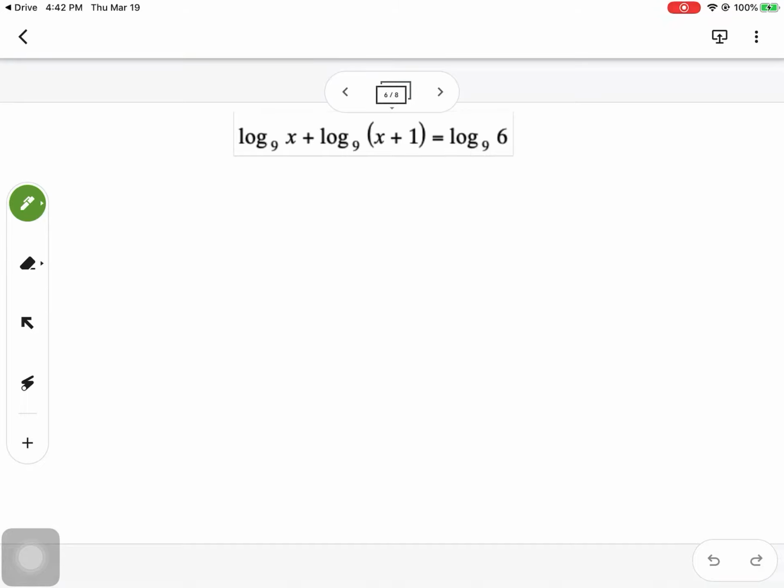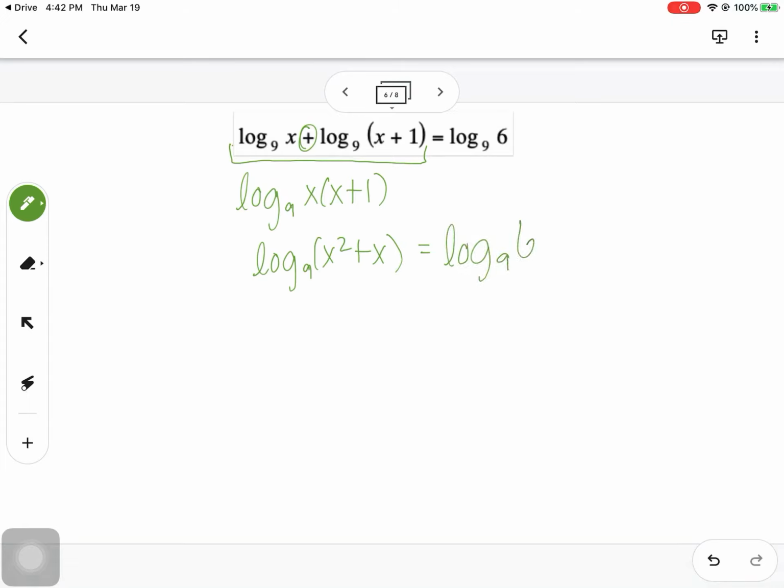So we can go ahead and try this one, which is a similar thing to what we just did, but it's going to require some condensing first, because I have these two logs on the left-hand side. Since they are added, the way we put them together is we multiply the insides of the log together, which you can write like that, or actually multiply it and write as x squared plus x. Either is fine by me.